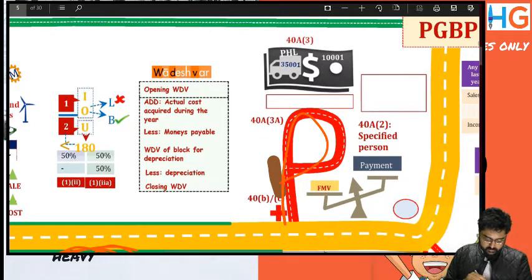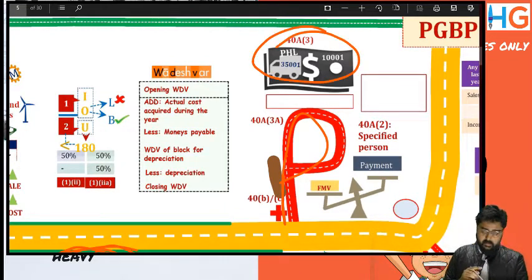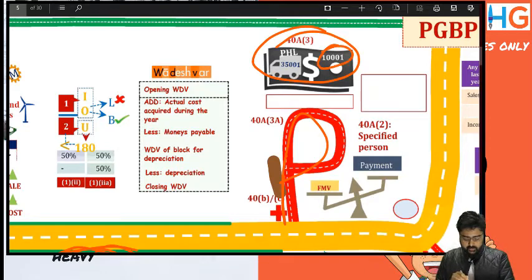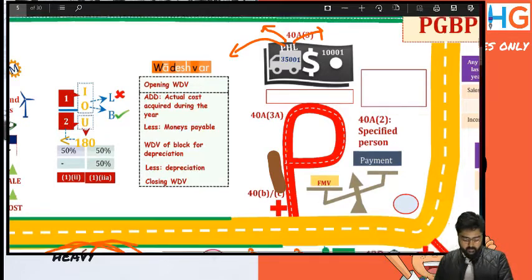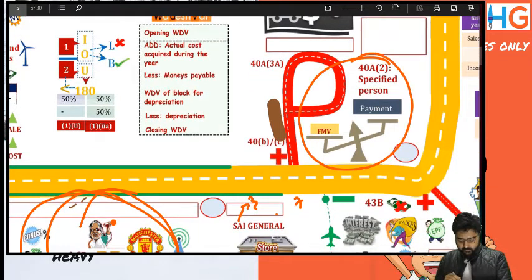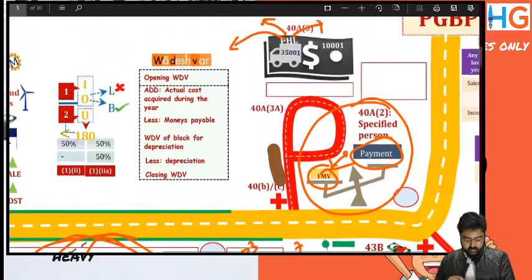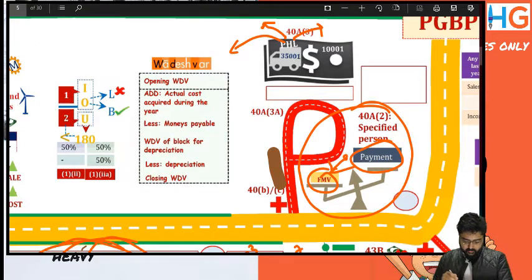Then for permanent disallowances, 40A(3) covers payments made in cash up to 10,000. If the amount is 10,001 rupees, then it is disallowed. 35,001 rupees in case of plying, hiring, or leasing of goods carriages, then it is disallowed. Specified person: if payment is made to a specified person and the payment is more than FMV, the excess will be disallowed by you.